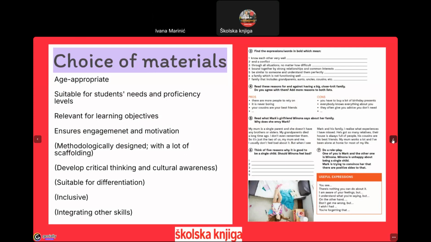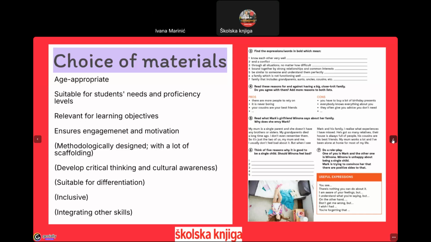It needs to be suitable for their needs, for their proficiency levels. It needs to be relevant for your learning objectives, so what you're trying to teach, for your outcomes, actually. It needs to ensure engagement, motivation, etc., which is very often very connected to the topics that we choose. And above all that, so this is just the content which is related to the language that we're trying to teach, but also this material needs to be such that it develops critical thinking, cultural awareness, suitable for differentiation, maybe inclusive, maybe integrating other skills. And also, it needs to be methodologically designed with a lot of scaffolding.